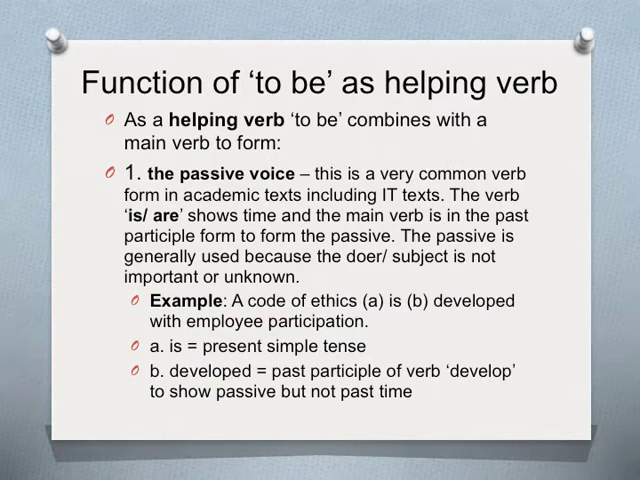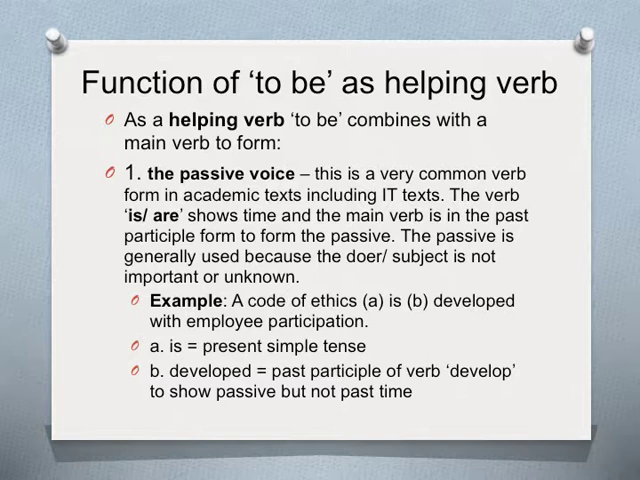Now we come to the second use of the verb to be, and this is as a helping verb. As a helping verb, it combines with a main verb to form, first of all, the passive voice. Now this is very, very important in academic texts, including your IT texts. The verb is or are shows time, and the main verb is in the past participle form, and this forms the passive. The passive is generally used because the doer or subject is not important or is unknown.